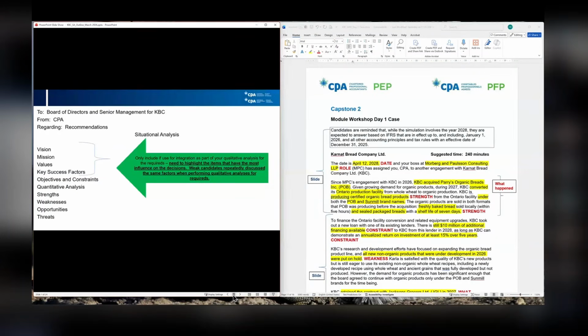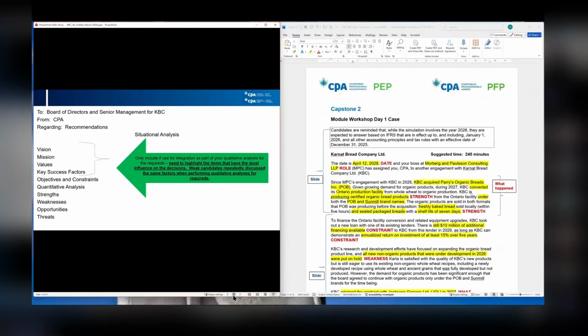So first of all, before I even start to read the case, the first thing I'm going to do is set up my response. That's the best thing about creating your outline in Word, is that you can take that and efficiently and effectively turn it into your response. So I'm going to put it's to the Board of Directors and Senior Management for KBC from CPA regarding recommendations. I know I need to include a situational analysis.